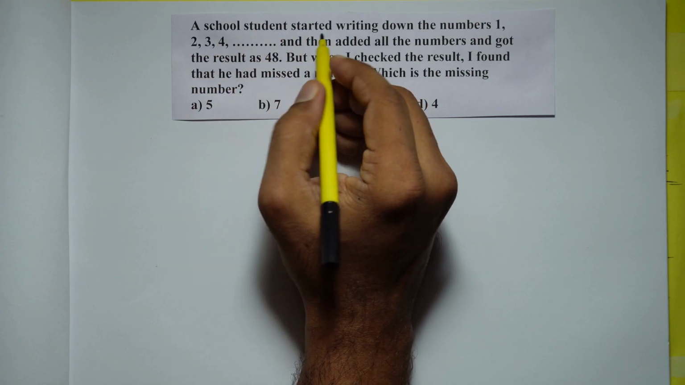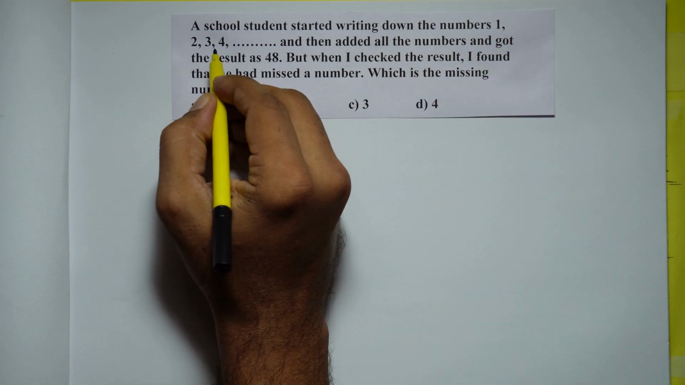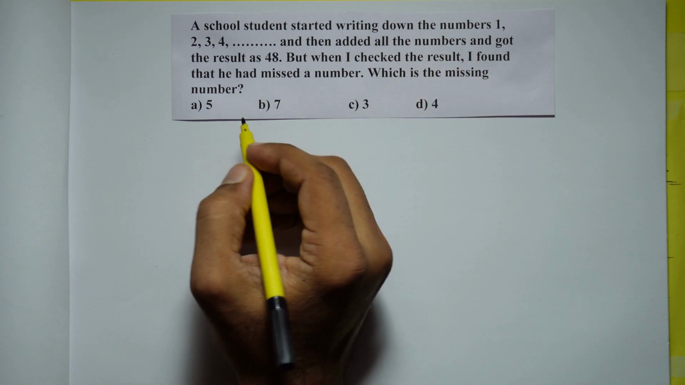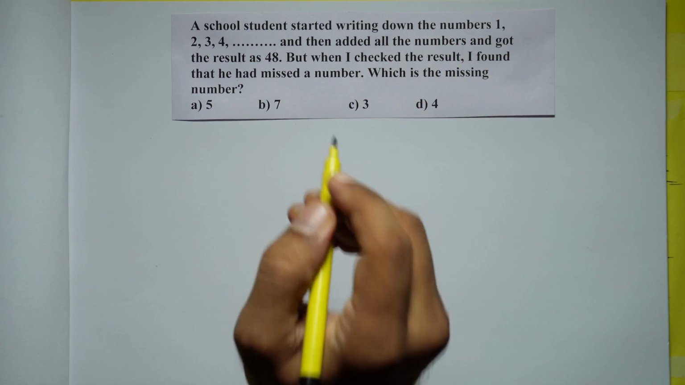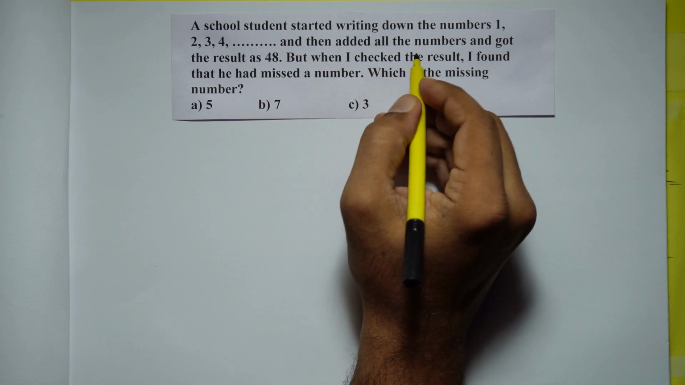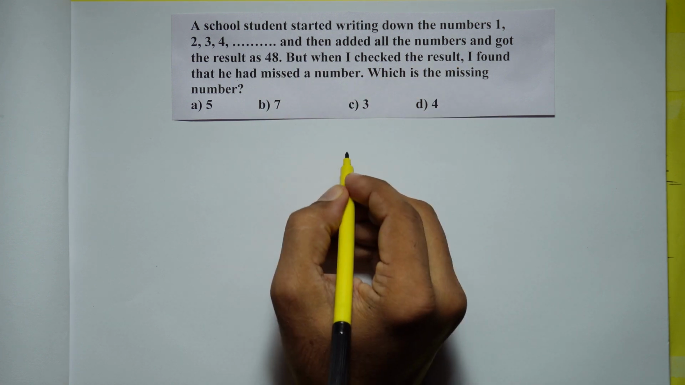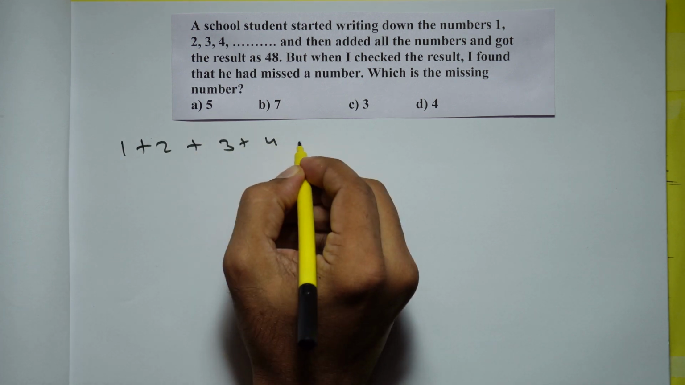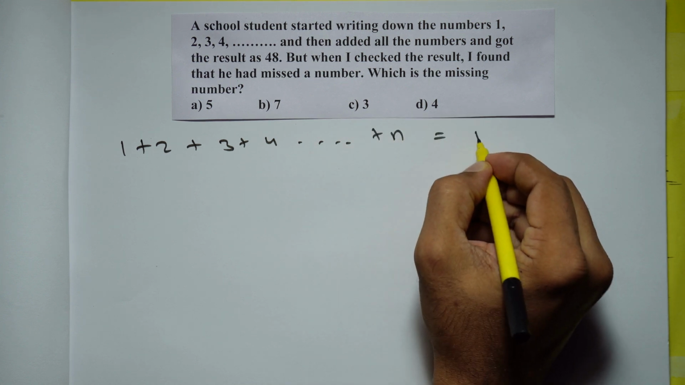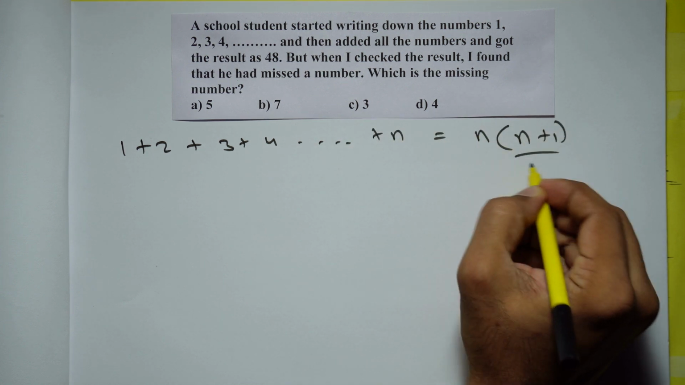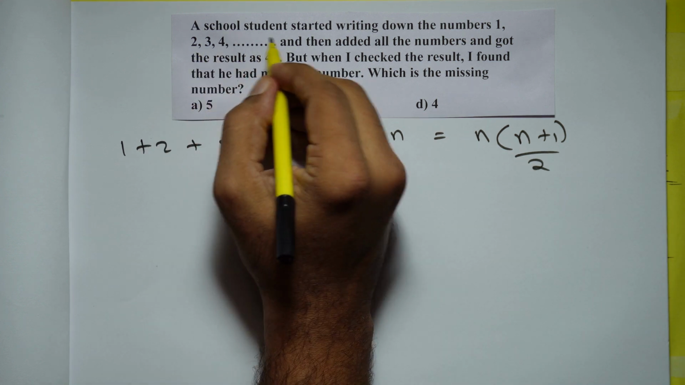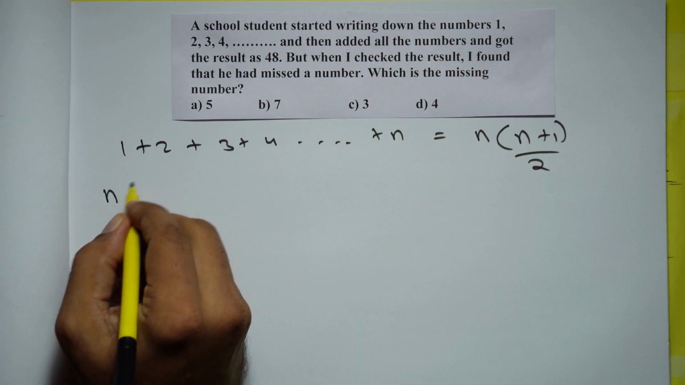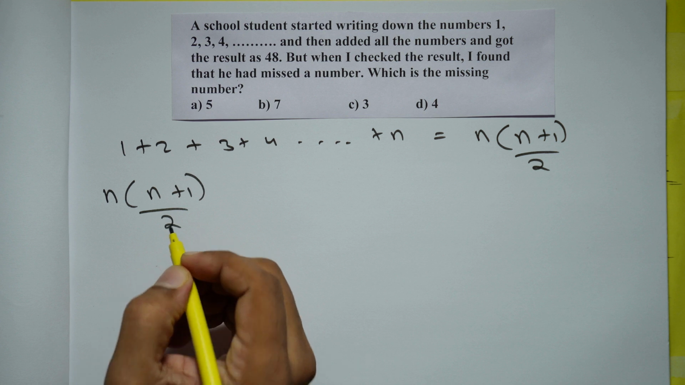A school student started writing down the numbers 1, 2, 3, 4, and so on, and then added all the numbers. Now if you write the numbers 1, 2, 3 up to n, and add up all the numbers, the total sum is obtained as n into n plus 1 by 2. So we will assume that the student wrote up to n, and the total sum is n into n plus 1 by 2.